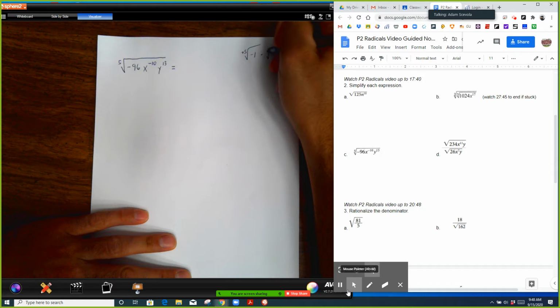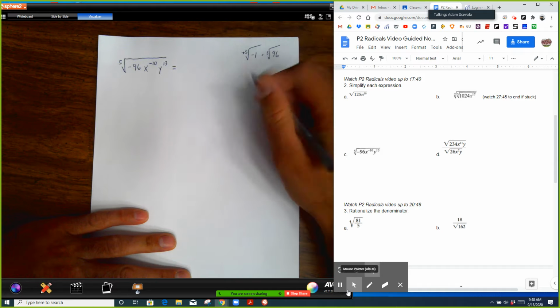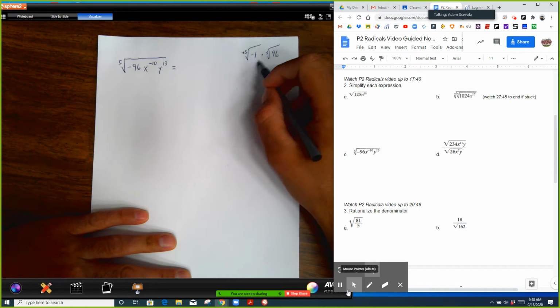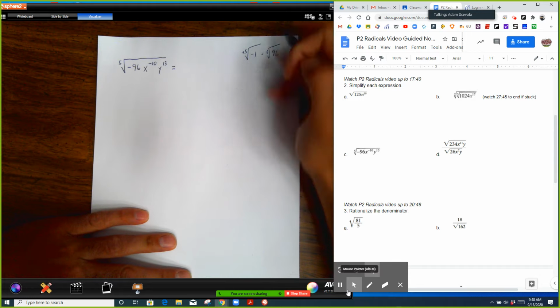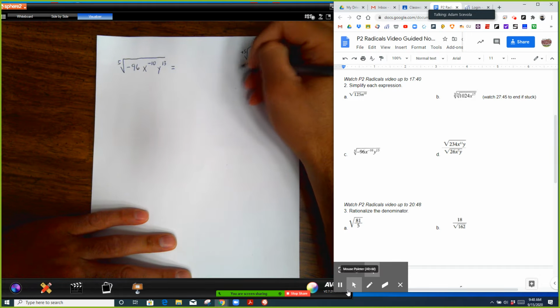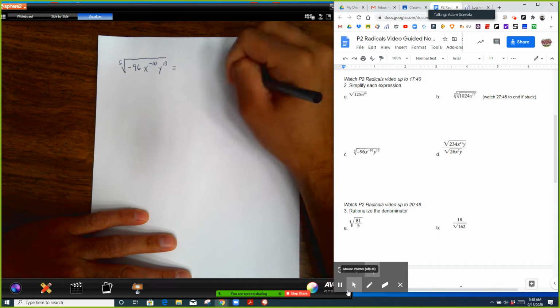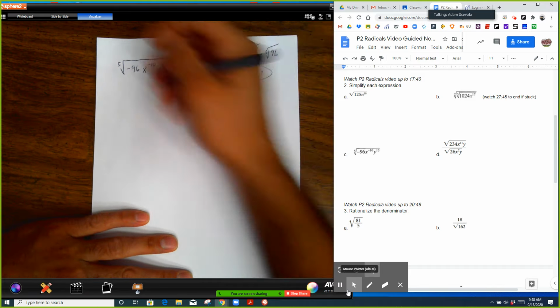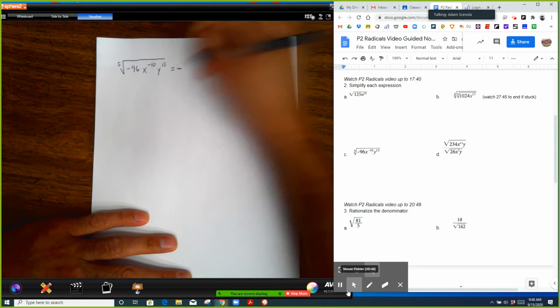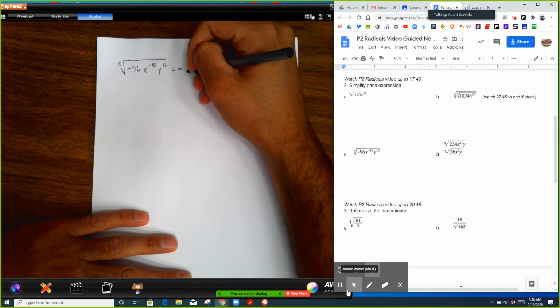So any odd root of a negative, you're just going to turn the whole expression negative because negative 1 times itself 5 times is negative 1, which means the fifth root of negative 1 is negative 1. So we can bring that negative outside the radical. All right, and now we have negative the fifth root of 96 times x to the negative 10th times y to the 13th.